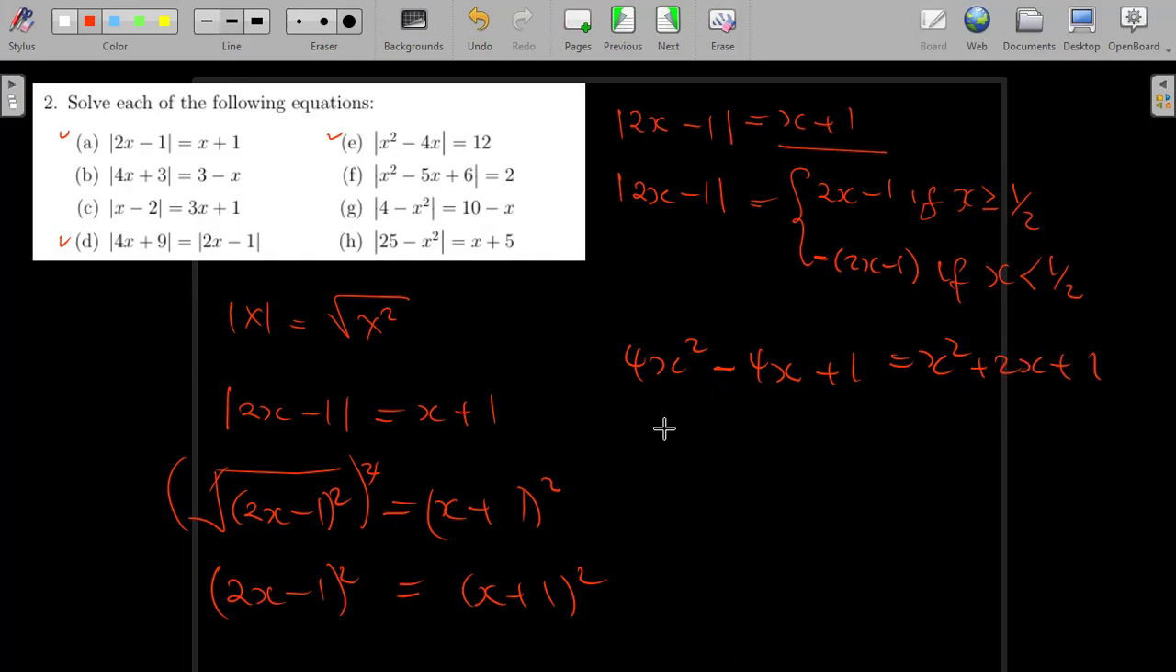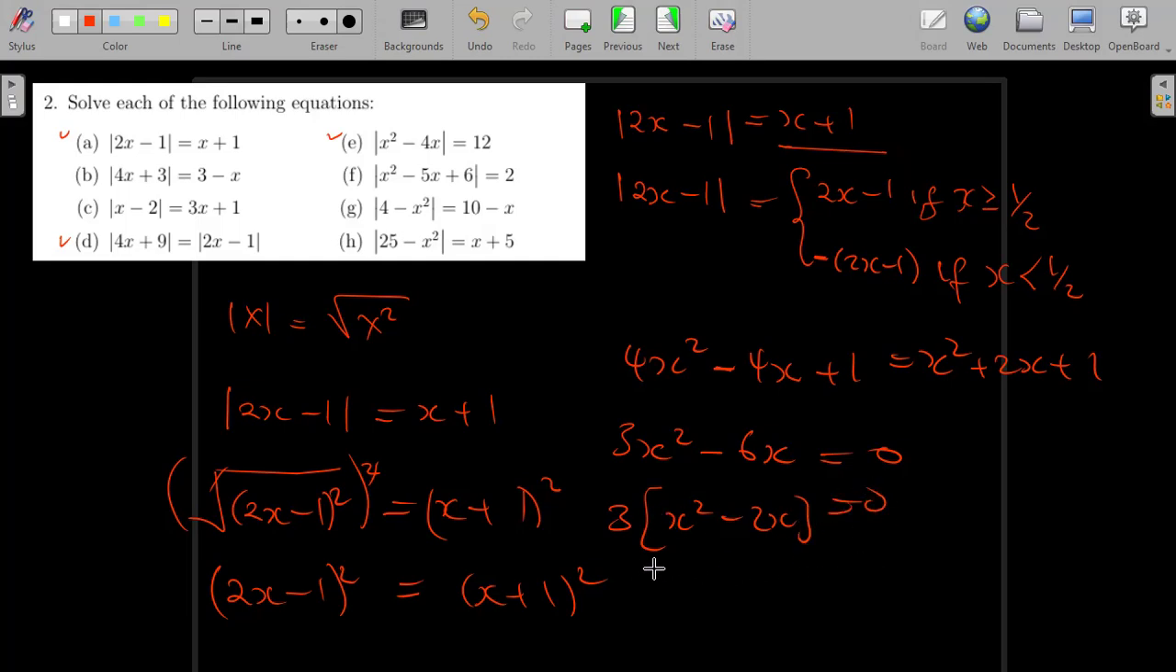Then of course you can bring everything to the left side. So I'll have 3x squared like that. Then there gives me negative 6x. Then 1 minus 1 gives me 0. And this side will give me what? 0. And then I can finish this up, just factor out the 3 there. I have x squared minus 2x equal to 0.